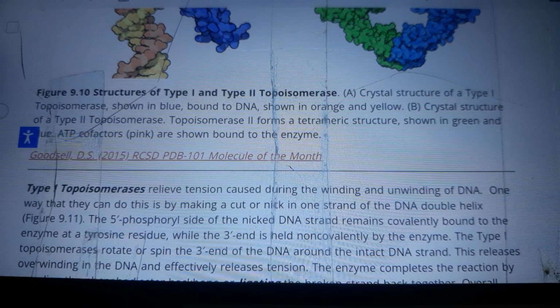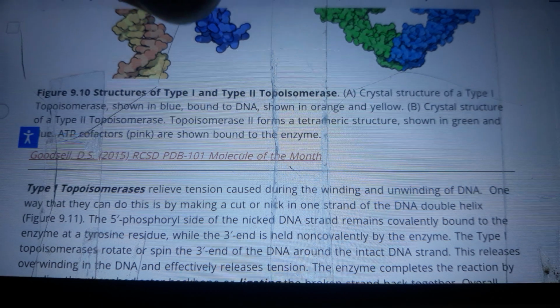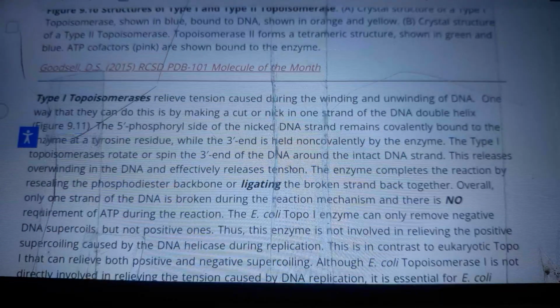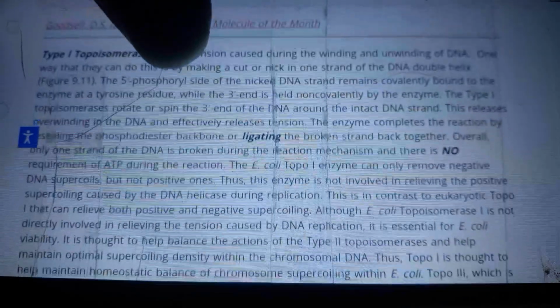Structures of type 1 and type 2 topoisomerase: A. Crystal structure of type 1 topoisomerase, shown in blue, bound to DNA, shown in orange and yellow. B. Crystal structure of a type 2 topoisomerase. Topoisomerase 2 forms a tetrameric structure, shown in green and blue. ADP cofactors, pink, are shown bound in the enzyme.